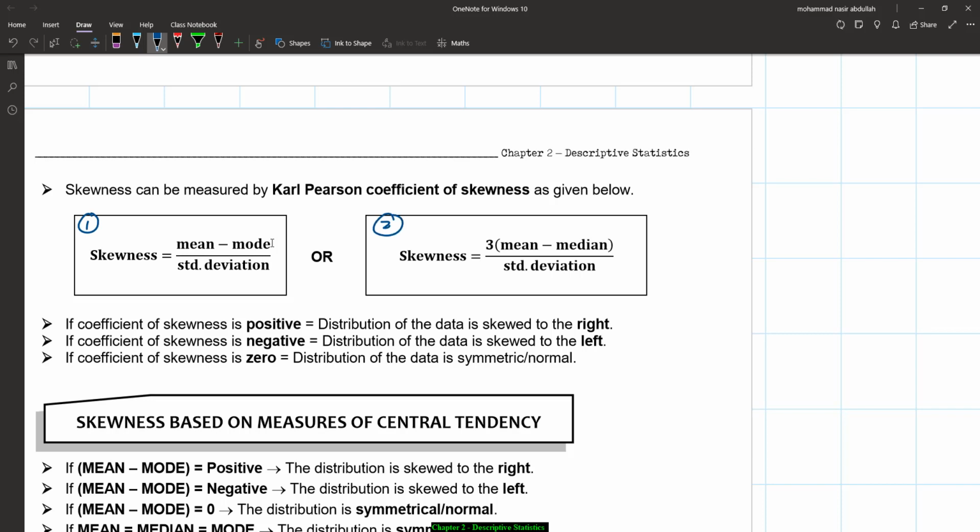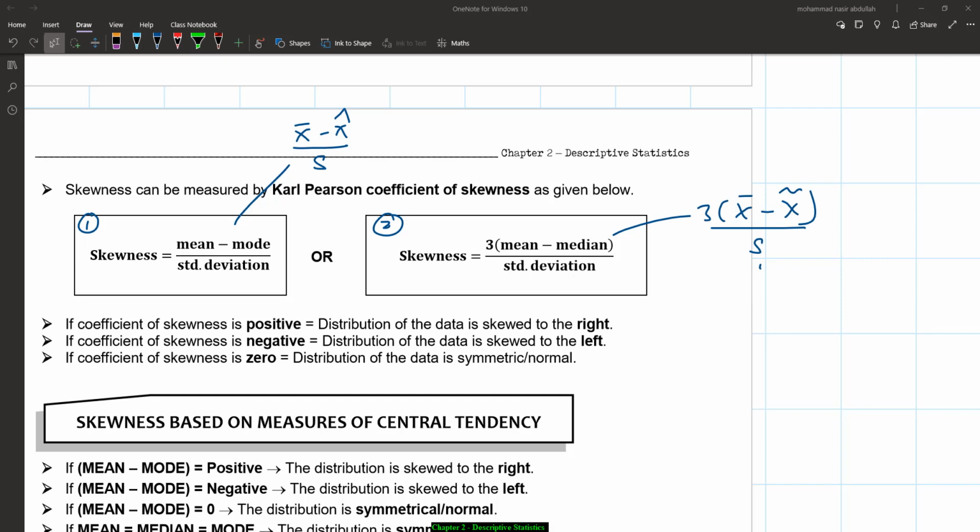Formula number one, mean minus mode divided by standard deviation. So mean minus mode divided by standard deviation. Another one is 3 multiplied with mean minus median divided by standard deviation. So either formula can be used to identify the skewness of the distribution, right?